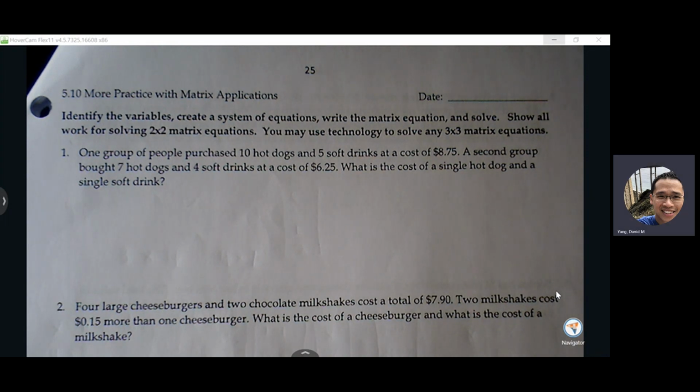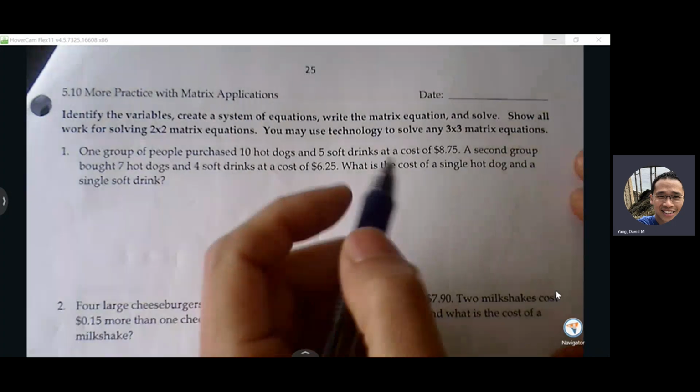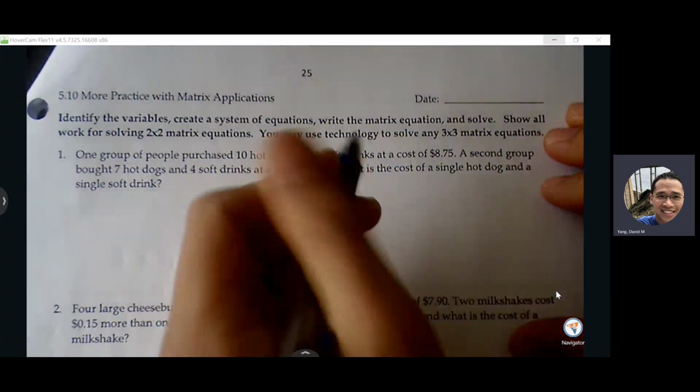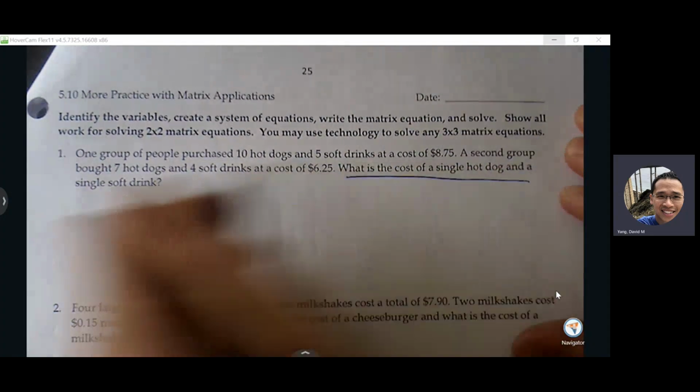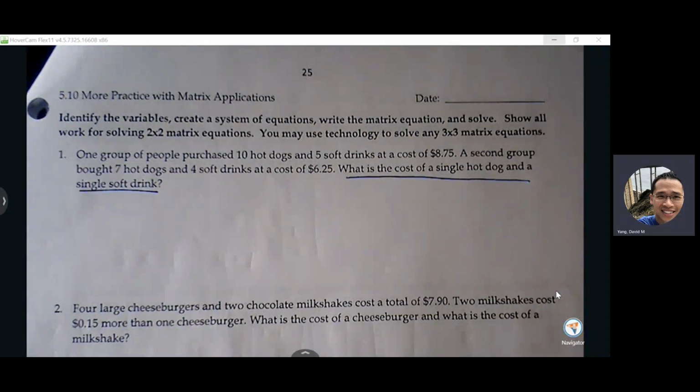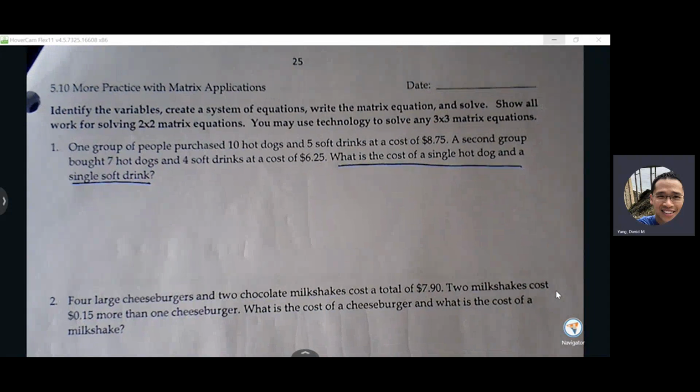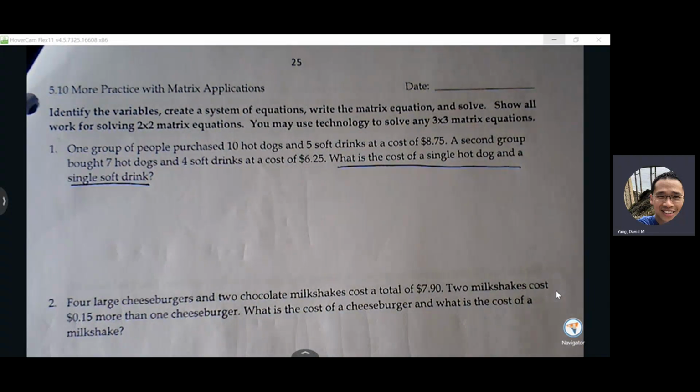All right, number one says one group of people purchased 10 hot dogs and 5 soft drinks at a cost of $8.75. A second group bought 7 hot dogs and 4 soft drinks at a cost of $6.25. What is the cost of a single hot dog and a single soft drink? We always like to start off with that last sentence. That last sentence helps you decide how you're going to define your variables. And I like to use X and Y. We're asking for a single hot dog and single soft drink cost.